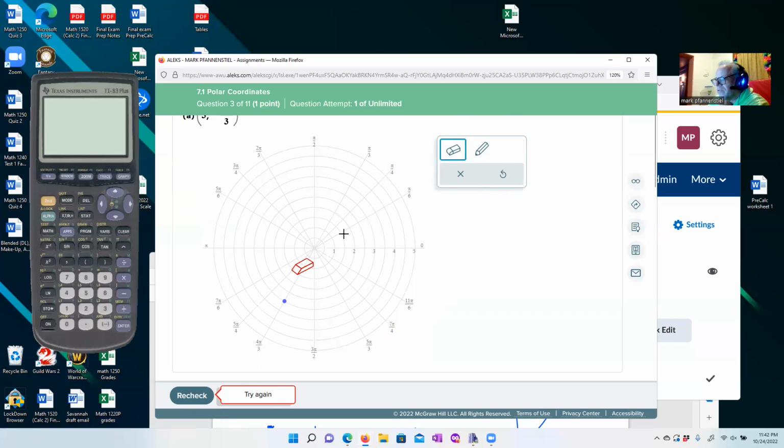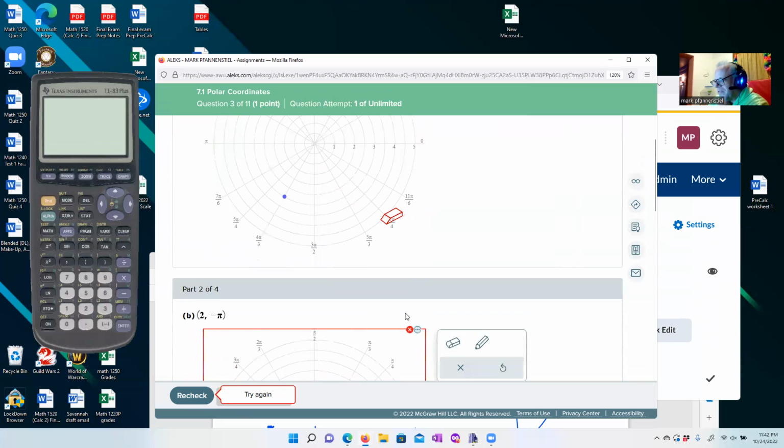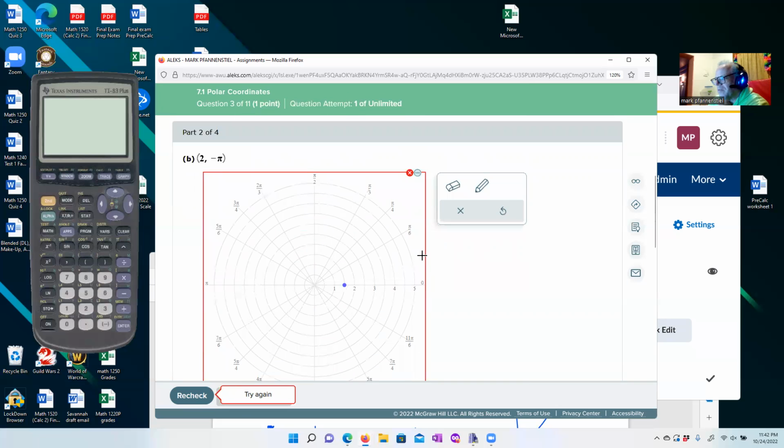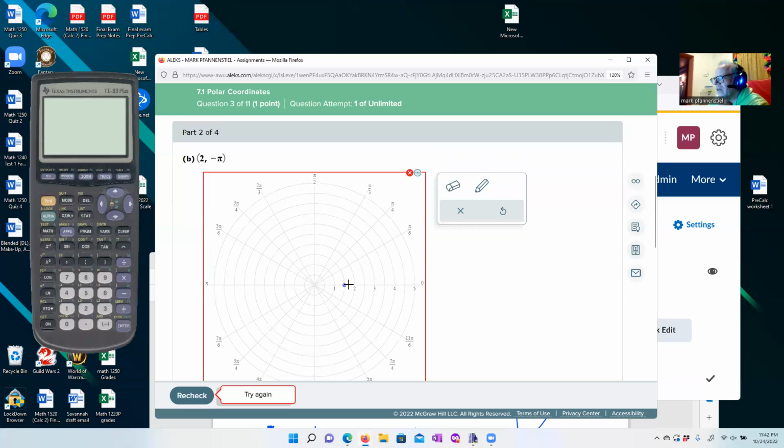Okay, so yeah, I do sympathize with the fact that sometimes it is a little difficult to go through and do this. I didn't like this one either. What the heck? What didn't I like about it? The radius of the circle you drew was incorrect. I see why. Look at that. It's not on 2, it's on 1.5. I should put it for 2. Okay, so let's go ahead and erase that one there.